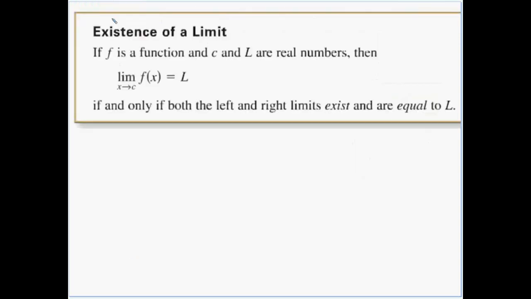Okay. So, existence of a limit. If f is a function and c and L are just real numbers, then the limit as x approaches c of f of x is equal to L if and only if both the left and the right limits exist and they are both equal to that number L. They have to be converging on the same value.